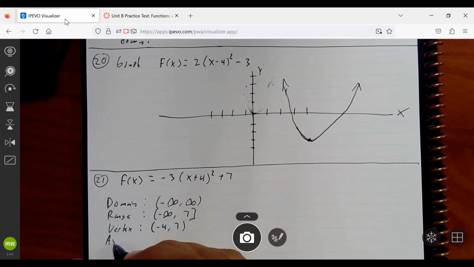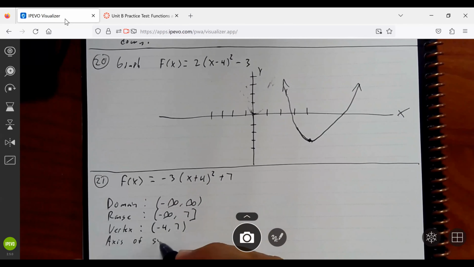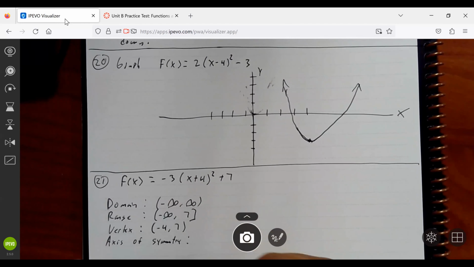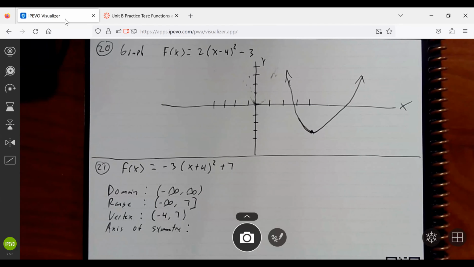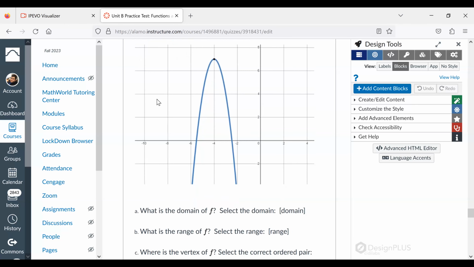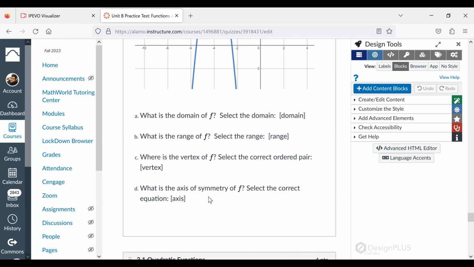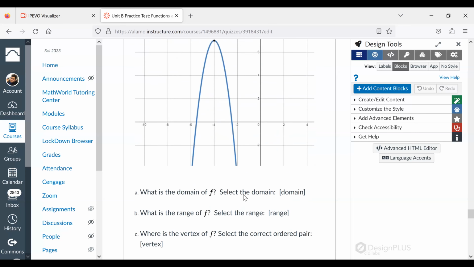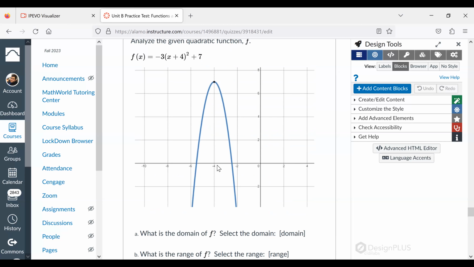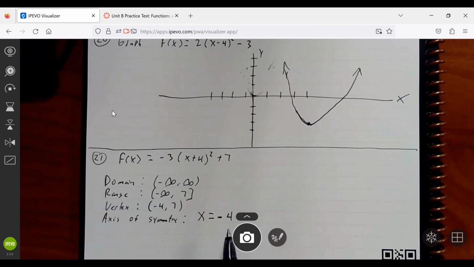What is the axis of symmetry? So the axis of symmetry for the function is always an equation. It's x equal to the number, and the number will always be your h for the vertex, negative 4. So make sure you write it like this: x equals negative 4, because it's a line equation, not a number. Does that make sense? It's a vertical line.